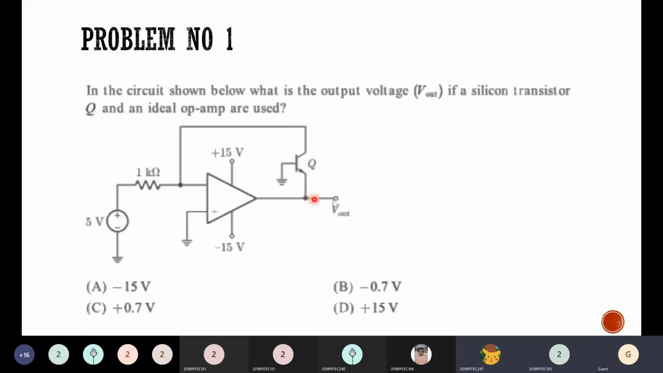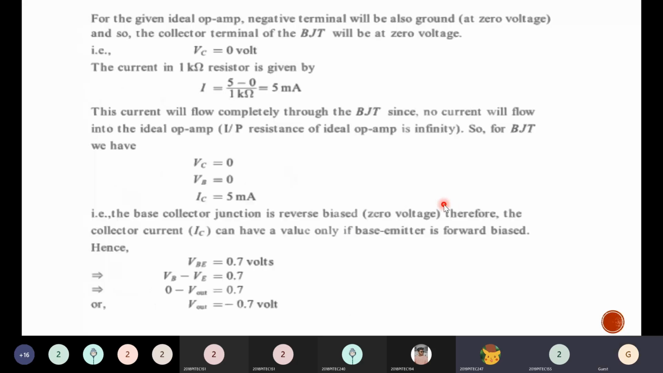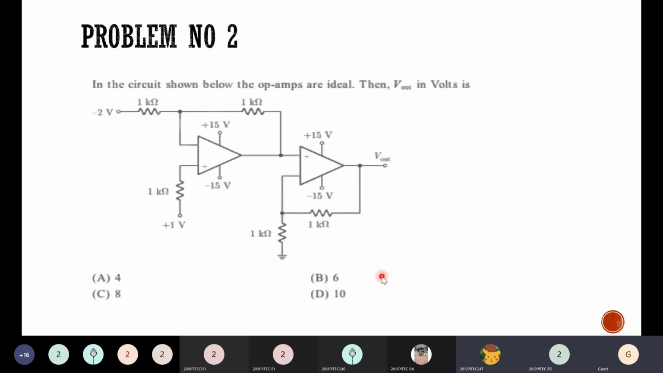So that is what is shown here, right? The current is 5 milliamps and the collector is at virtual ground, base is already grounded, so collector current is 5 milliamps. So this makes the base emitter junction 0.7 volts, and finally the output will be minus 0.7 volts. Okay, clear? Shall we move to the next problem? So this is very simple, right? We'll move to the next one.